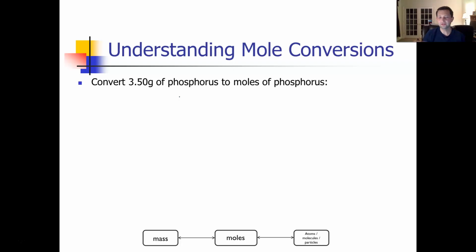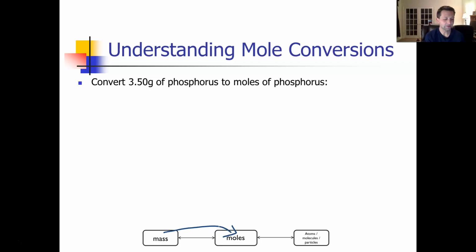First one, and you should have a blank note sheet for this. You can copy these down. You want to convert 3.50 grams of phosphorus to moles of phosphorus. So using our conversion roadmap at the bottom of the slide here, we're going to start with grams. We're going to convert into moles. All right, so that's what our problem is going to be. We're going to do factor label method. It's all we use to solve these things, so it's really easy.